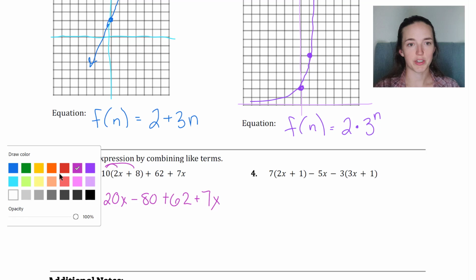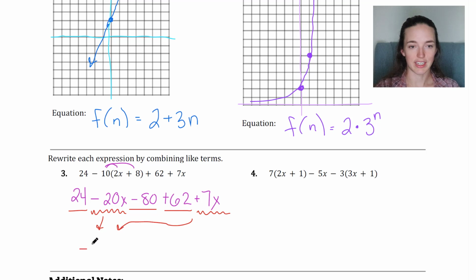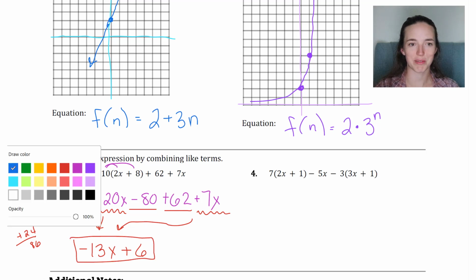Then I'm going to look for common terms, or sorry, like terms. So 24, negative 80, and 62 are all like terms, and then negative 20x and positive 7x. Those are like terms. So these combine into negative 13x. Everything else, plus 6. Definitely didn't leave my calculator in the other room. Definitely didn't make that mistake.